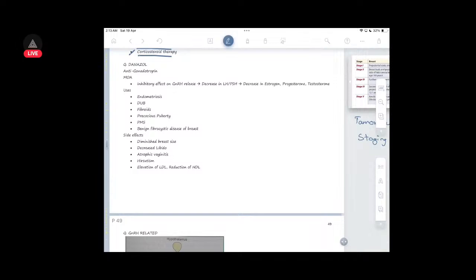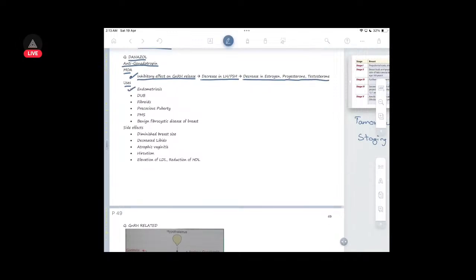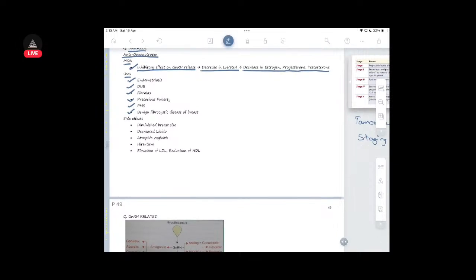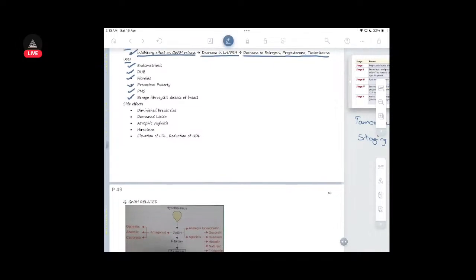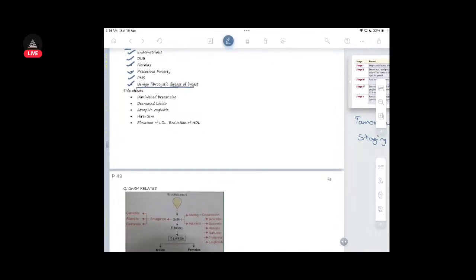Then we have danazol, which is an anti-gonadotropin. Method of action is by inhibitory effect on GnRH release, leading to decrease in LH, FSH, and decrease in estrogen, progesterone, and testosterone. Its uses are endometriosis, dysfunctional uterine bleeding, fibroids, precocious puberty, premenstrual syndrome, benign fibrocystic disease of breast. Side effects, you'll have diminished breast size, decreased libido, atrophic vaginitis, hirsutism, and elevation of LDL, reduction of HDL.